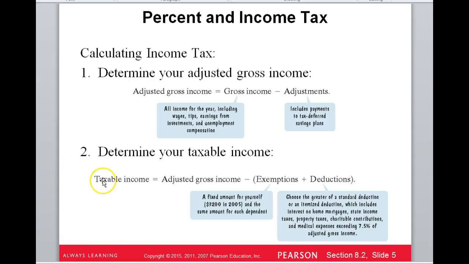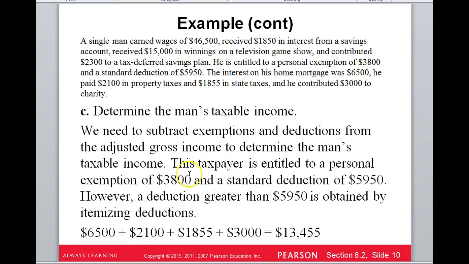All right, and then for part C, his taxable income. For his taxable income, we're going to take the answer to the last part, his adjusted gross income, and then subtract out any exemptions or deductions that he qualifies for. So he gets to take out his personal exemption, that $3,800, but he also gets to take out the standard deduction of $4,950 or his itemized deductions, whichever one's higher. And if you look at what it told us, the interest on his home mortgage was $6,500.